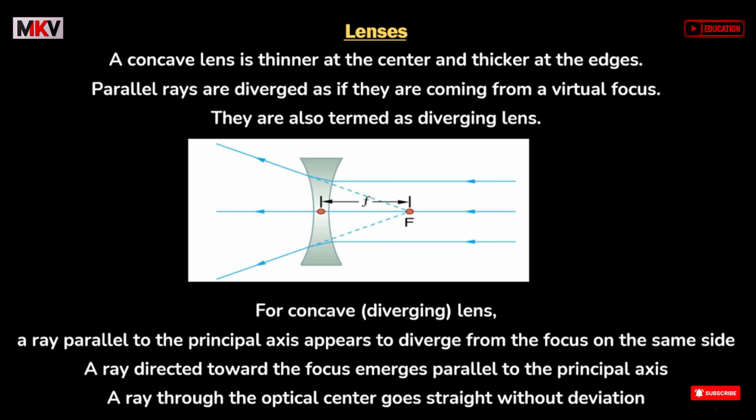And a ray directed toward the focus emerges parallel to the principal axis. And the ray through the optical center goes straight without deviation.